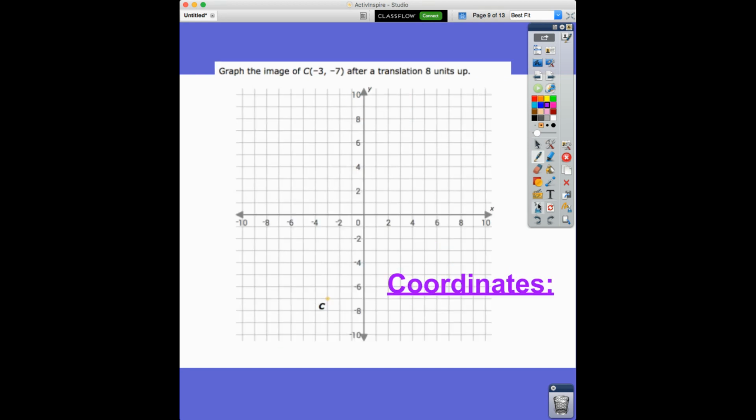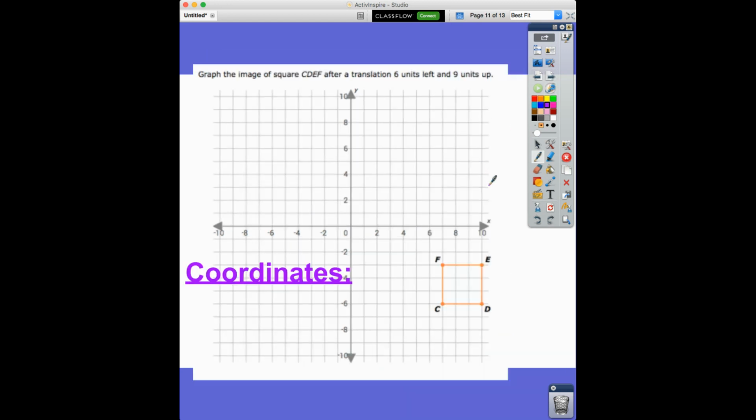All right, so think about this one. This one is at -3, -7. If we are going 8 units up, that means we're not going left and right. So 1, 2, 3, 4, 5, 6, 7, and 8. So that means we are doing -3 plus or minus 0, it doesn't really matter, and then we are doing -7 plus 8. We are still, regardless, going to end up at -3, +1 for our C prime.